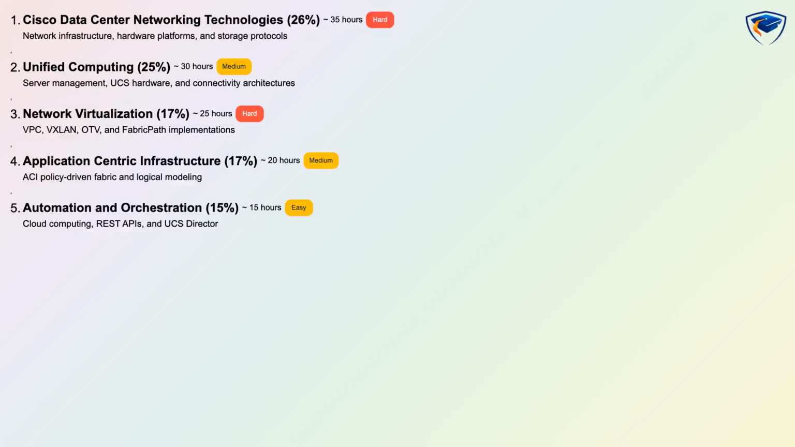The Cisco Data Center Technologies exam is a comprehensive assessment that covers various domains. The exam is weighted as follows. Cisco Data Center Networking Technologies comprise 26% of the exam. Unified computing makes up 25%, network virtualization accounts for 17%, application-centric infrastructure is also 17%, and automation and orchestration makes up 15%. In this video, we'll be diving into each domain and covering the key topics.